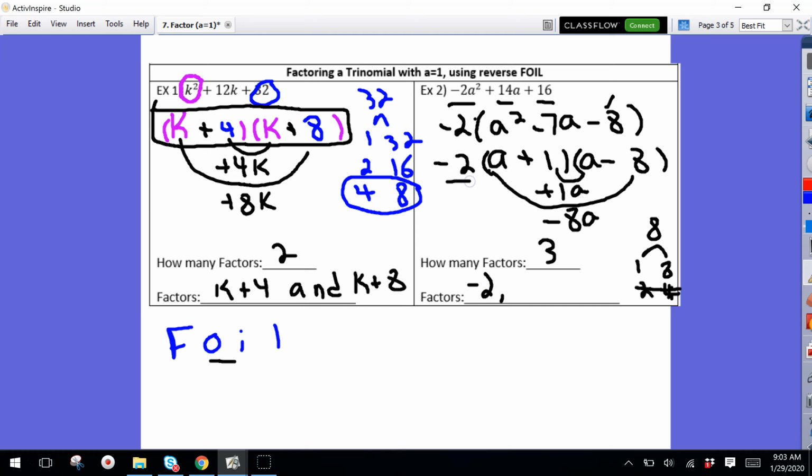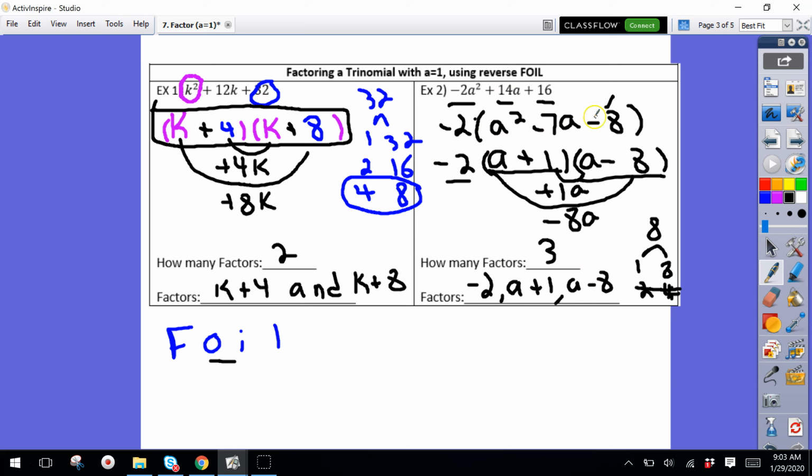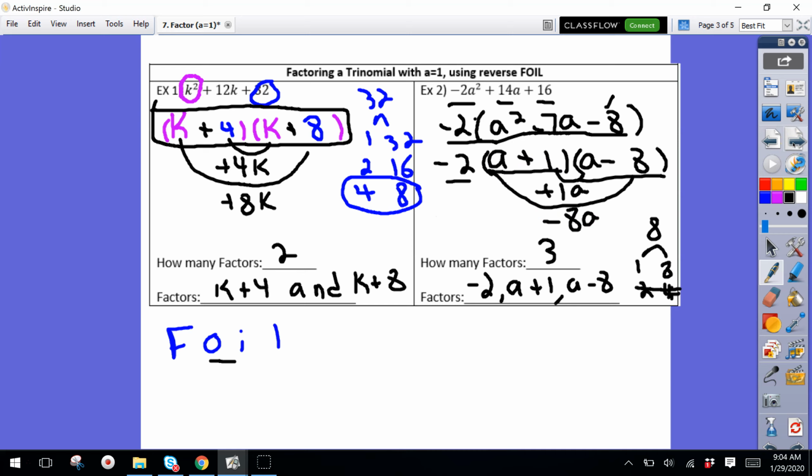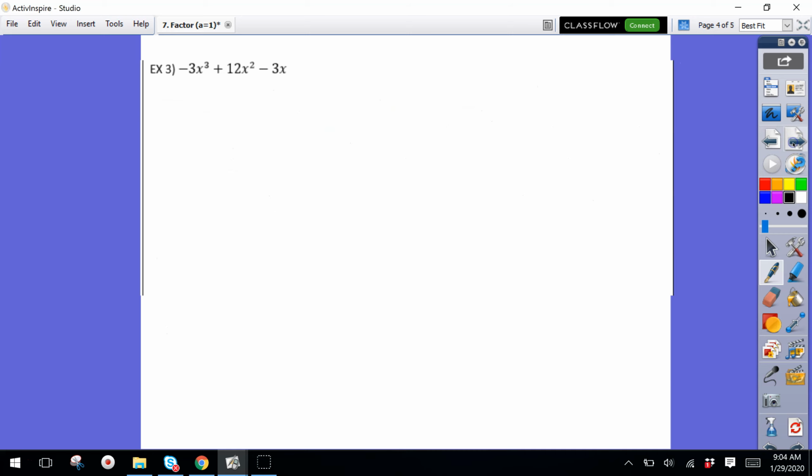Then the next factor is a plus 1, and the last factor here is a minus 8. Now let's suppose that this trinomial didn't factor, then we would say that it was prime, and we would kind of leave it like this, sort of the way that we did in this first example, and we would just say that there were 2 factors, and that trinomial doesn't factor further, but it did.